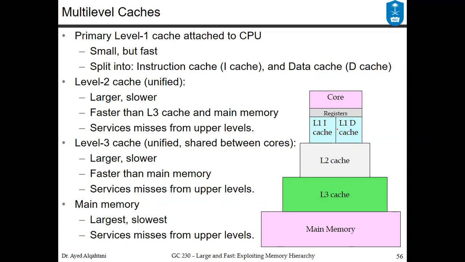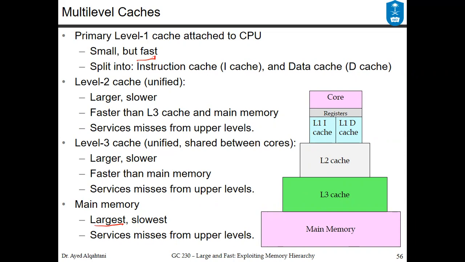So let's say that you're trying to find the result in the register, you didn't find it, you go to the level 1 cache, you didn't find it, you go to the level 2 cache, and if you also didn't find it, then you go to the level 3 cache, which means that the level 3 cache serves all of the upper levels. The main memory is the largest and the slowest, and serves the misses from all the upper levels. We do this because we want the advantage of both worlds: a large memory and, at the same time, fast.